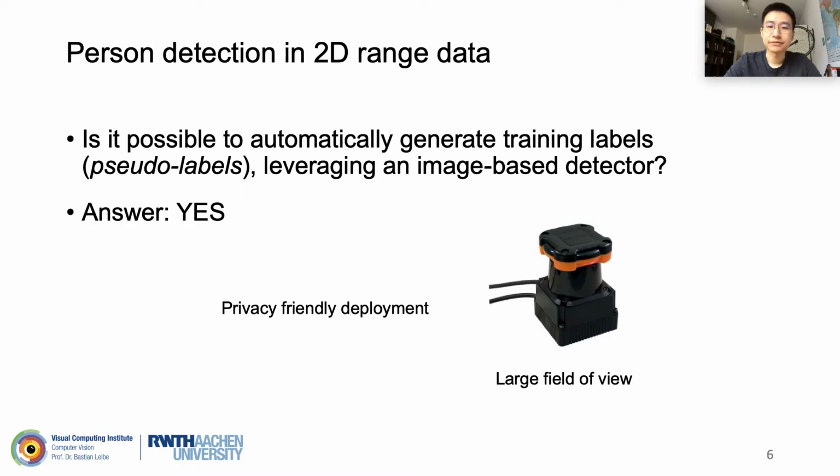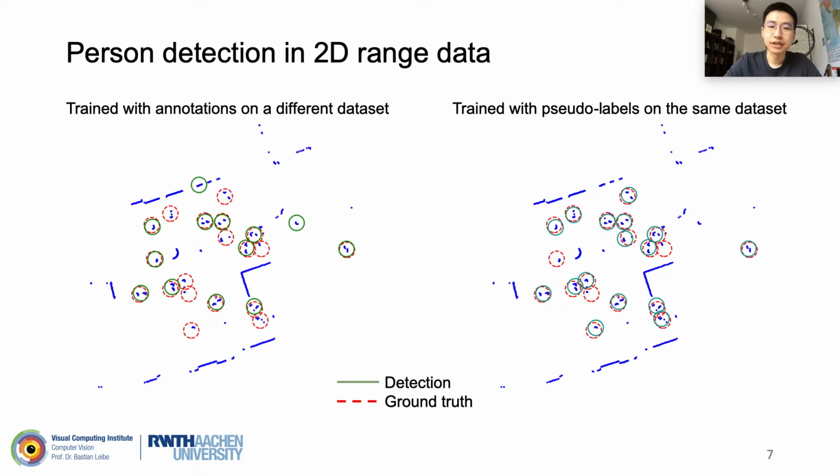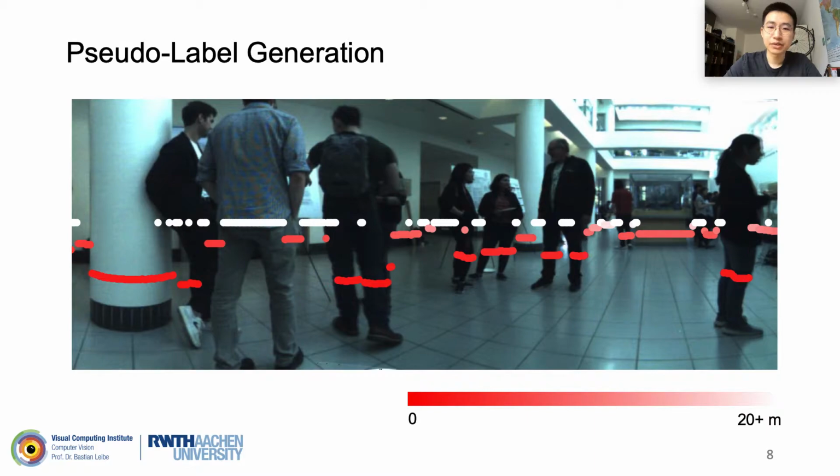and that's what we will demonstrate in this work. As a teaser, here on the left, we show as green circles the output of a detector trained with annotations using a different dataset. And on the right, we show output from the same detector, except it is trained using pseudolabels on the same dataset. The improvement is clearly visible. So how do we generate pseudolabels?